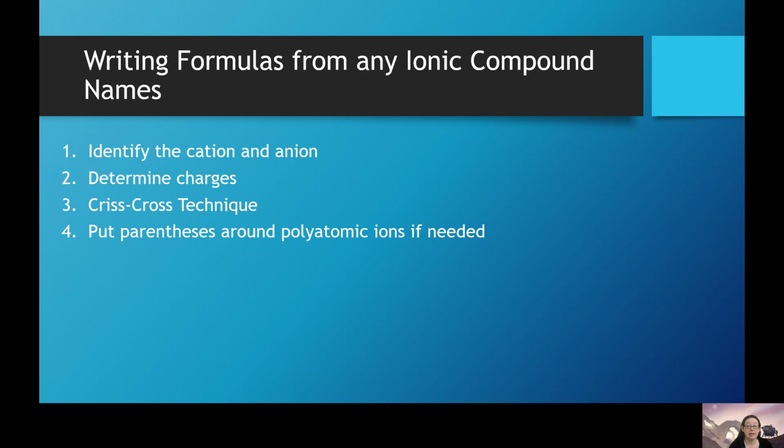All right, so you're going to identify your cation and your anion, just like if you were given simply elements. Then you're going to determine the charges using your periodic table or one of your reference charts. You're going to use your crisscross technique and then put parentheses around your polyatomic ions if needed.